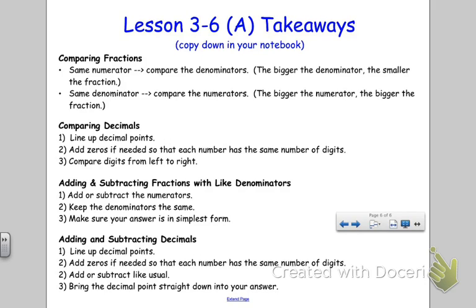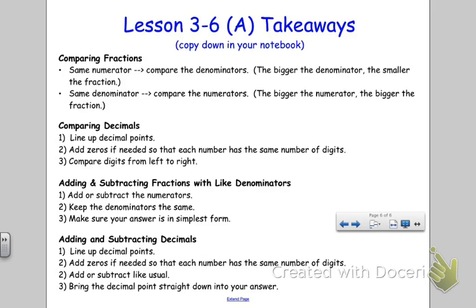Comparing decimals. Remember, you can line up the decimal points. You can add zeros if you need to so that each number has the same number of digits. And finally, just compare your digits from left to right. And we're going to do more practice with comparing decimals in some other lessons. Adding and subtracting fractions with like denominators. Just add or subtract the numerators. Numerators only. Keep the denominators the same. And also, make sure your answer is in simplest form.